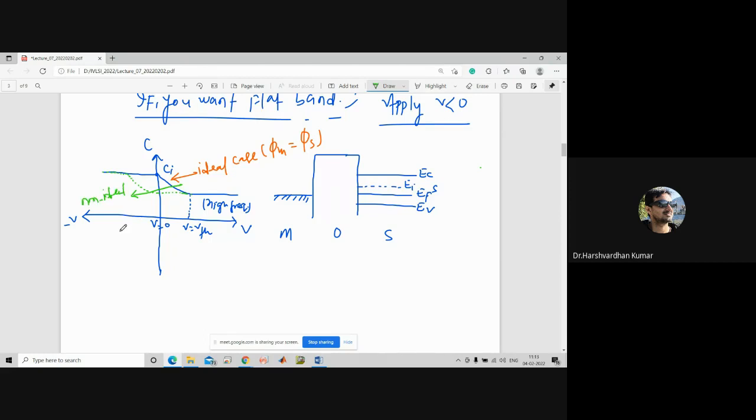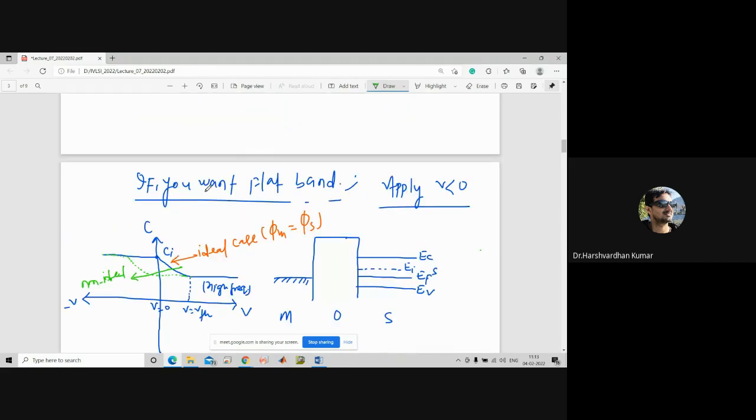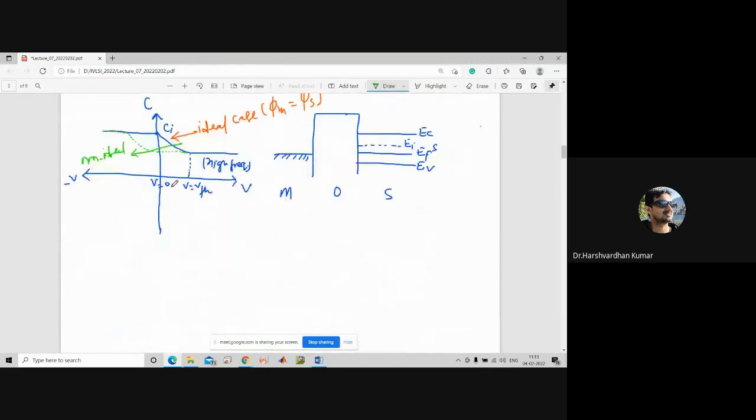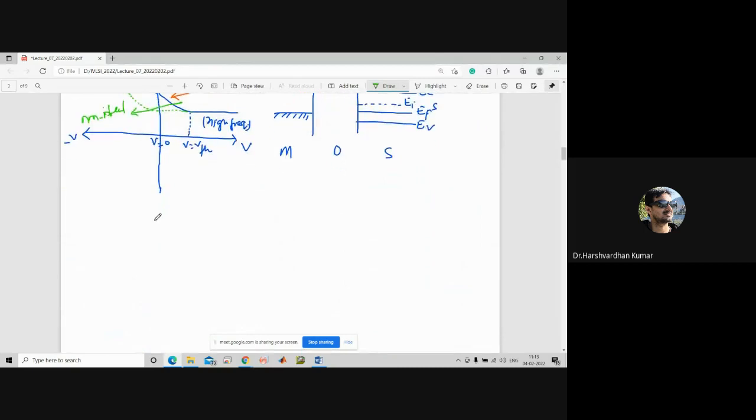So there are several reasons. Phi m is less than phi of s. This is the first case for the non-ideal case. Second case, let us discuss it here.